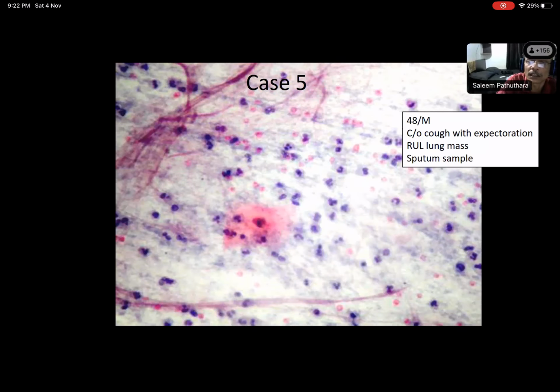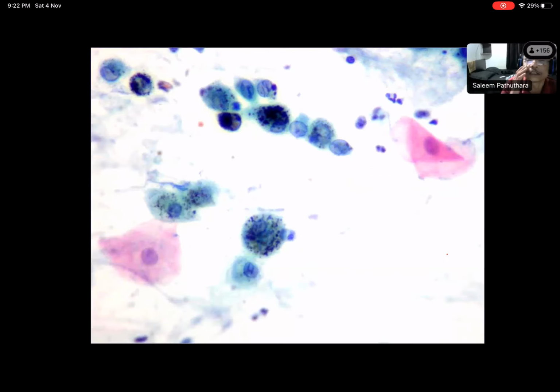Now this is another field of the same. Here I can see only polymorphs and there are no other cells, only inflammatory cells present here. Yes, there is one squamous cell. What is absent here? Pulmonary macrophages are absent, right? Yes, sir. Okay. Now this is the same patient.